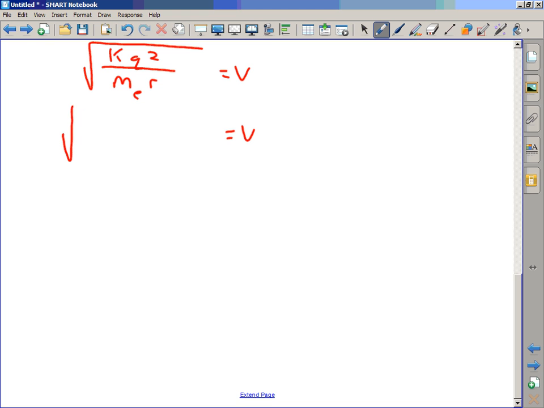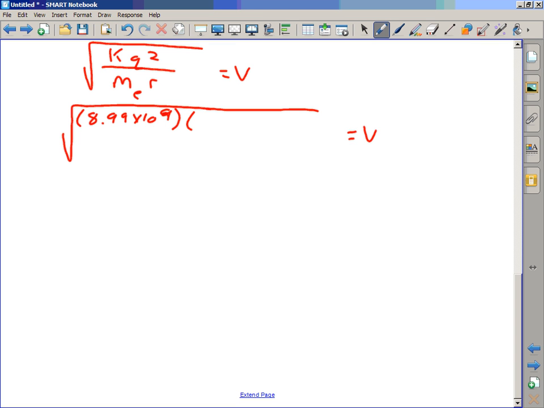V equals the square root of K, which is 8.99 times 10 to the 9. So this is 8.99 times 10 to the 9. I can already tell you I need more room. The actual constant for K is 8.988.